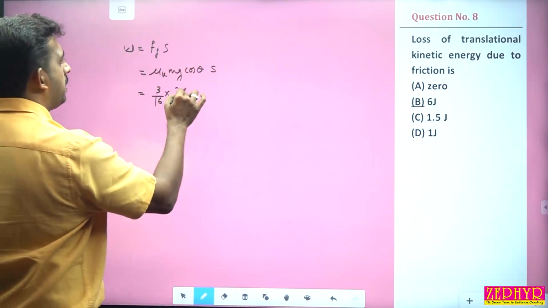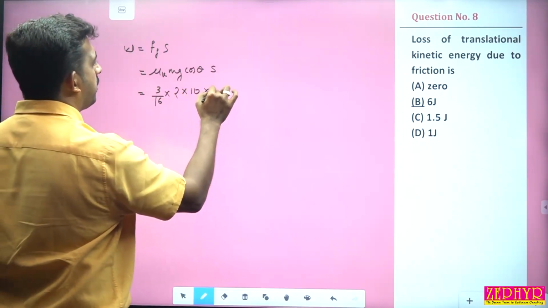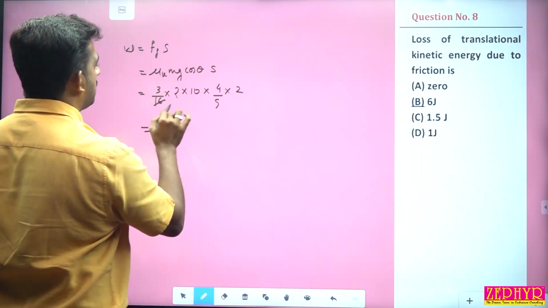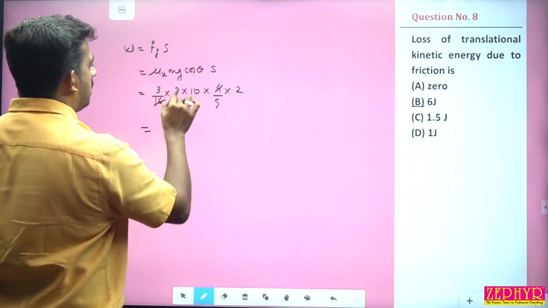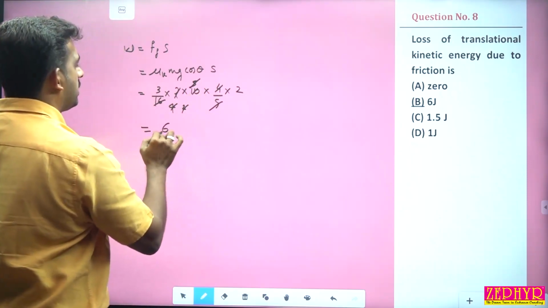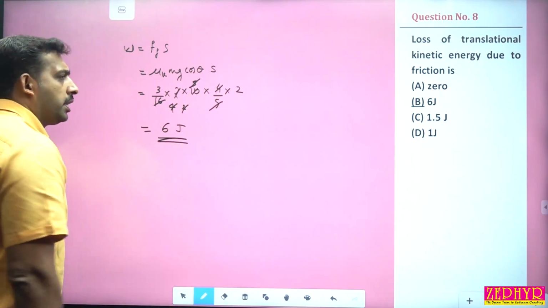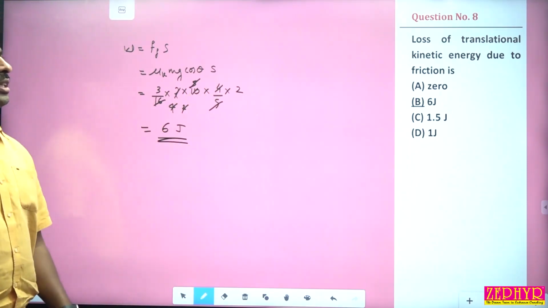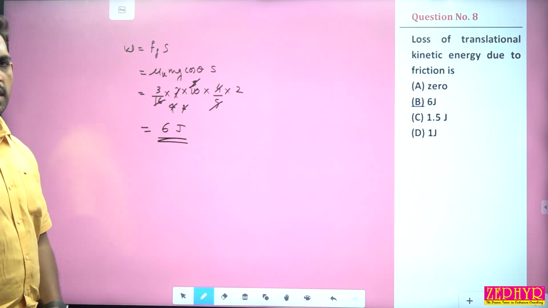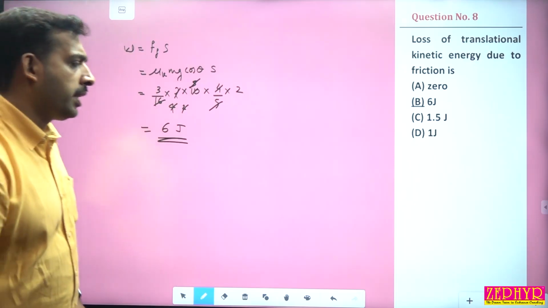So 2 into 10 into cos 37 is 4 by 5 into 2 meter. So simplifying it, we'll be getting this is 4, 2, 5, 5 is getting cancelled. The answer is 6 joule. So the work done by the friction, loss of translational kinetic energy due to friction, will be 6 joule. So this is subtracted from the total energy mgh, right? Okay. Next question.